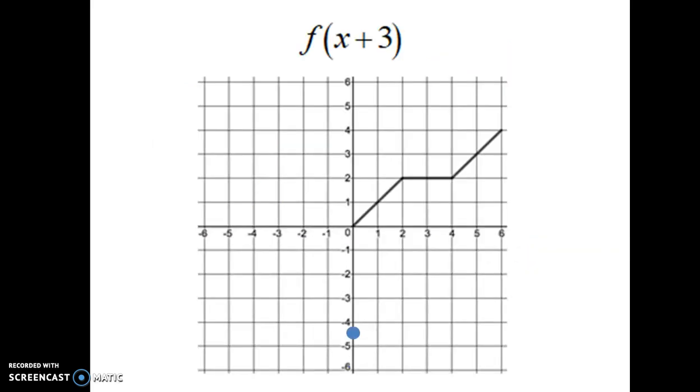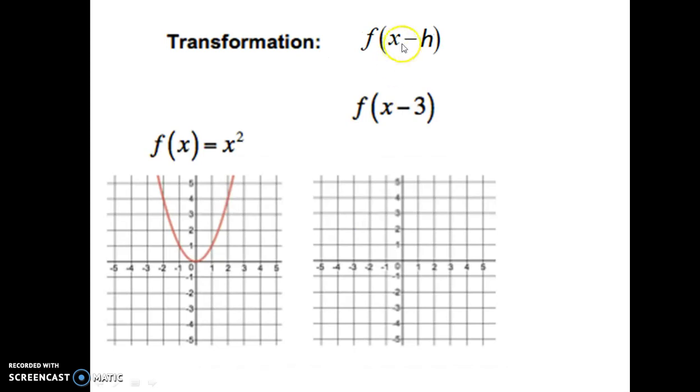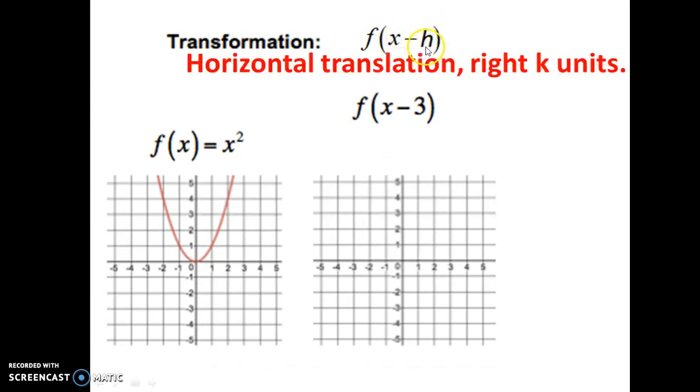Try this one. Tell me where this point and this point will end up when this transformation is performed. All right, here we have x minus h. This should be a horizontal translation, right, and this again should say h units.